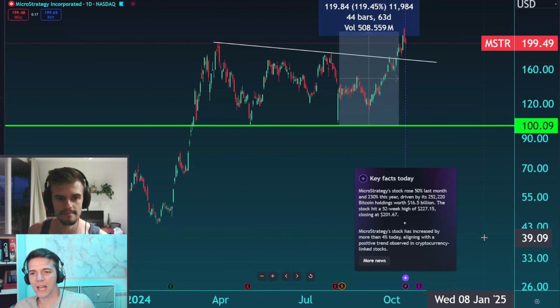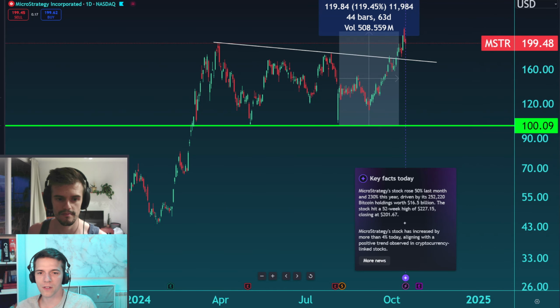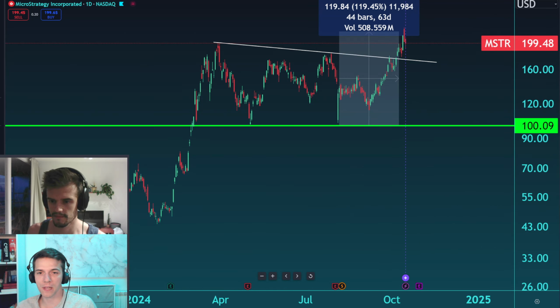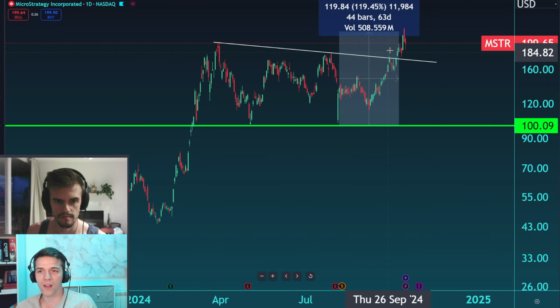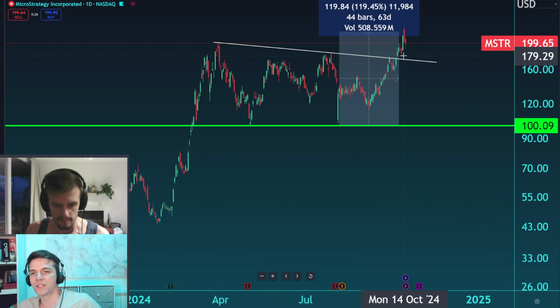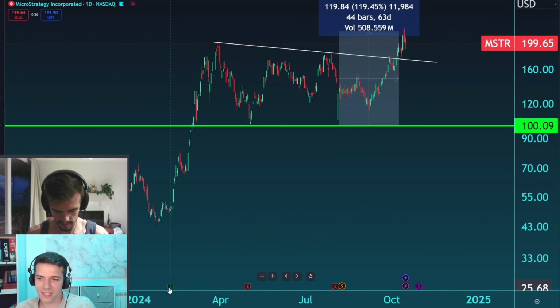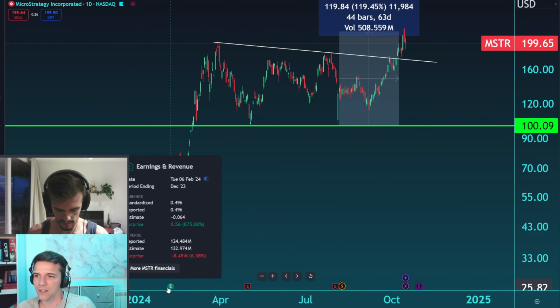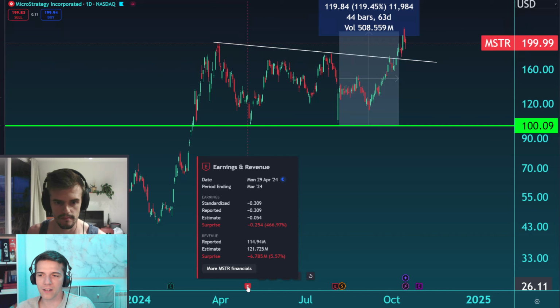Probably what's happening right now is that they have a huge exposure to Bitcoin. So obviously, if Bitcoin goes up, the stock skyrockets. If Bitcoin goes down, it's going to be a very difficult situation for the company. Right now, Bitcoin is trading at $66,000, which is a lot, and probably that's the reason the stock is going up as well. But what surprises me is the reported earnings back in February 2024. We had a standardized earnings of 0.49, and then in the next quarters minus 0.30.